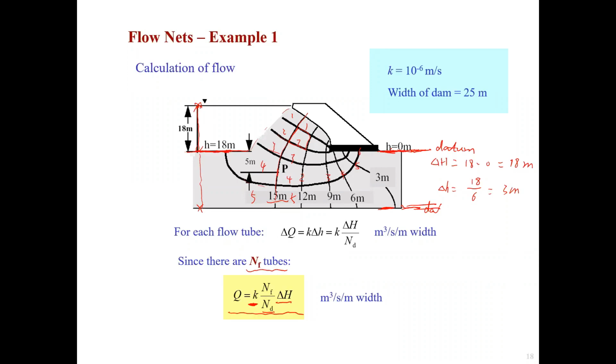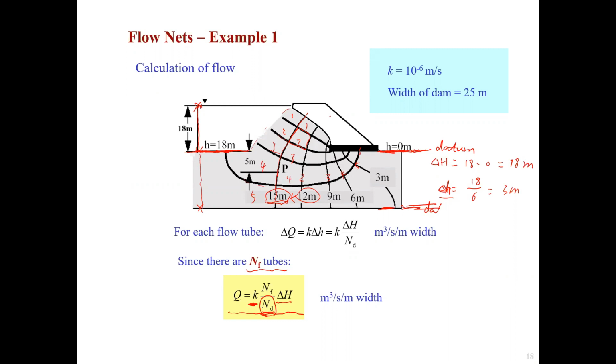Excuse me, sir. Can you explain a little bit about the delta H? I get why delta H is 18 minus 0, which is 18, but why do we divide by 6? So if you don't know this delta H, then you don't know the value on each equipotential line. So we count, for example, 3, 6, 9, 12, 15. We know that each of them is separately 3 meters.